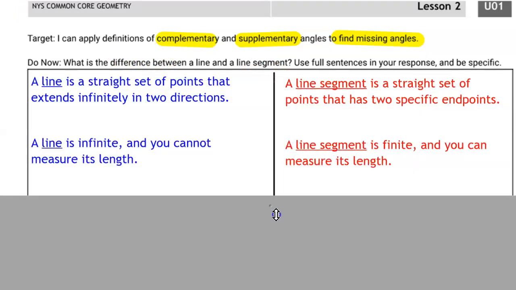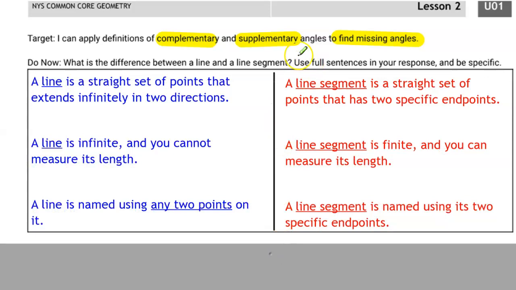All right, here are your two line versus line segment definitions. There's actually three different aspects of the differences between the lines and the line segments. Lines are a straight set of points that extend infinitely in two directions. That infinitely part is the part that we're looking at. But a line segment is a straight set of points that has two specific endpoints. Since it has two specific endpoints, that means it's not infinite, it's actually finite.